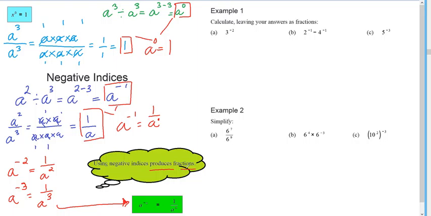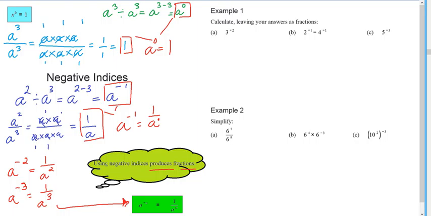It gives a fractional result. That's important. So a to the negative 1 is really 1 over a to the power of 1. A to the negative 2 is really 1 over a squared. A to the negative 3 is really 1 over a cubed. All right, just want to make that clear.